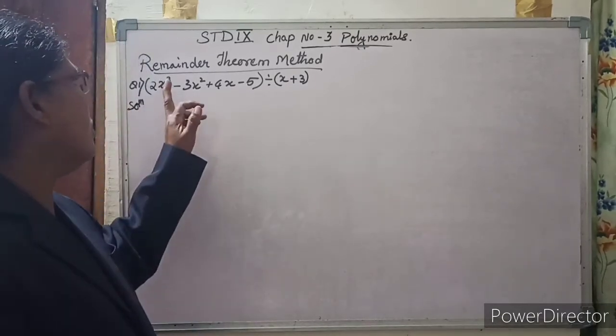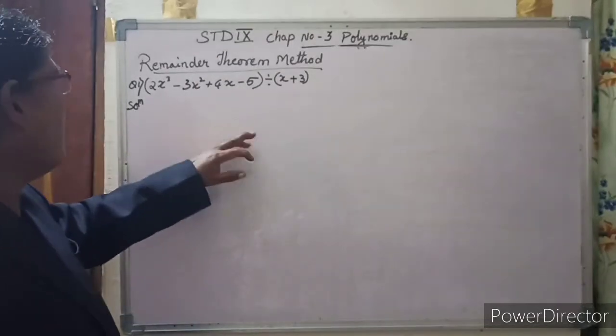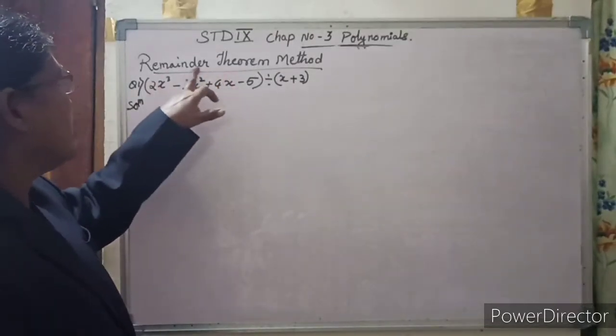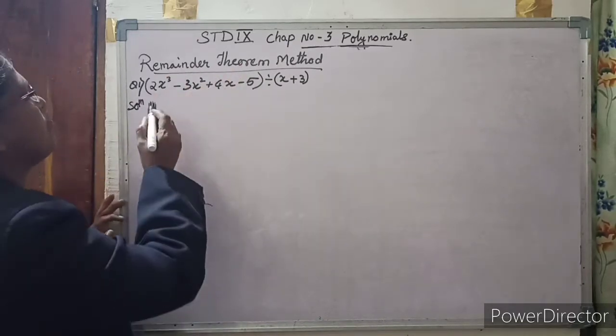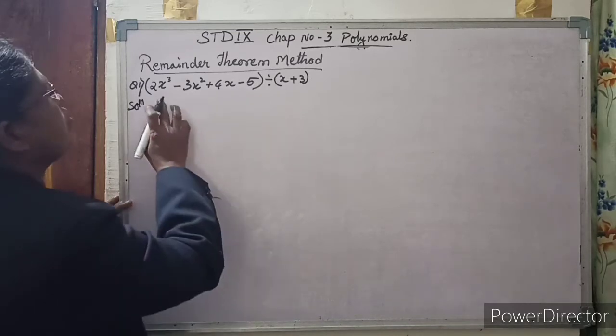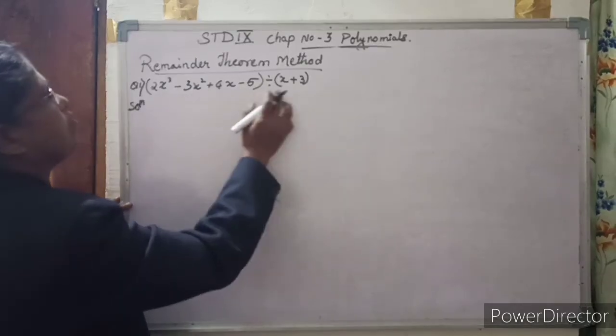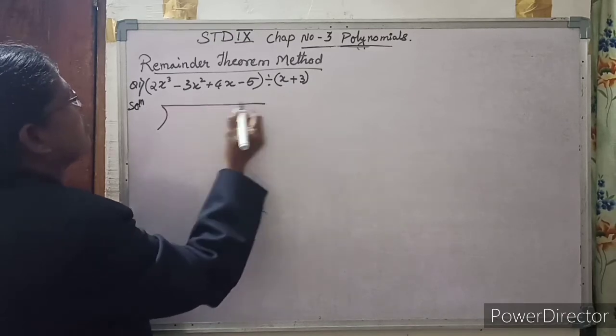Okay, next topic is remainder theorem method. To learn the remainder theorem method, we find out the remainder. To learn this theorem, first of all we will go with the simple division of this example. You see, this is the given example, this is the dividend and this is the divisor. We will do simple division and find the remainder.